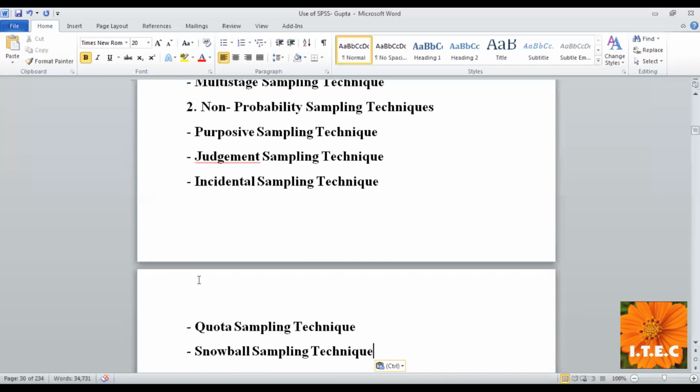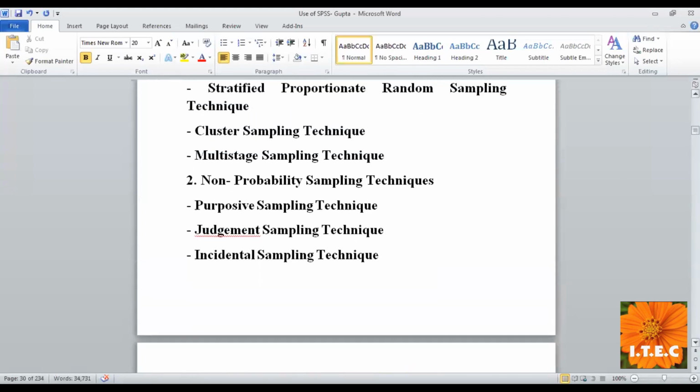Now, dear friends, you have to understand why such a classification. Why the snowball sampling technique cannot come under the probability sampling technique, and why cluster sampling technique cannot come under non-probability sampling technique. Do you have any answer? Do you know why such a classification?